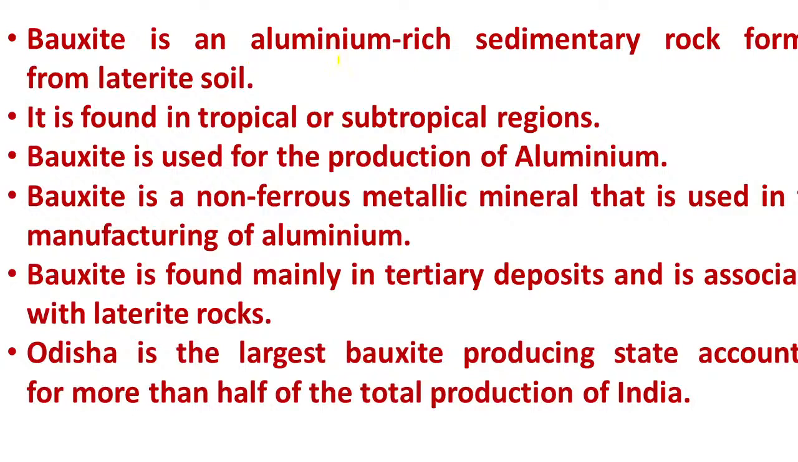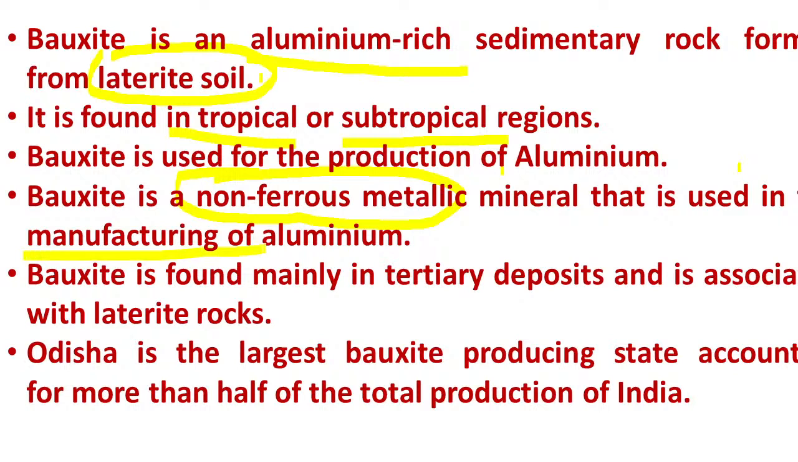Let us see some more information regarding bauxite. Many times questions will arise on these types of ores. Bauxite is an aluminium-rich sedimentary rock formed from laterite soil. Please remember, it is found especially in tropical or subtropical regions, and it is used for the production of aluminium. It is a non-ferrous metallic mineral, used in various manufacturing activities. It is also found in tertiary deposits, associated with laterite rocks. Odisha is the largest bauxite producing state in India. Mamata, Priyanka, yes, option A is correct.